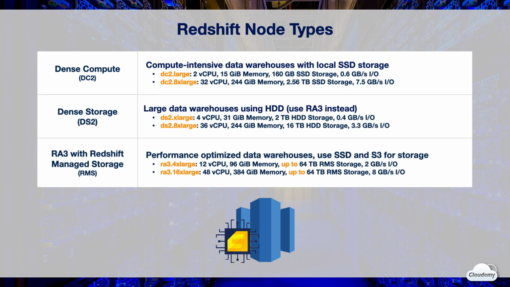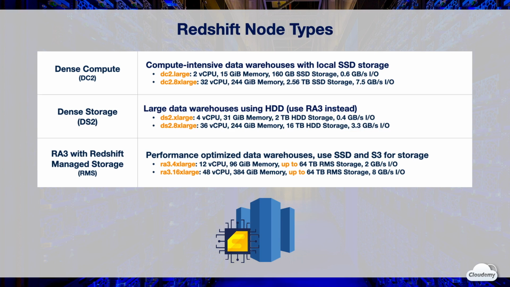RA3 nodes offer Redshift managed storage that allows you to create performance-optimized data warehouses and scale compute and storage independently. With RA3, you can choose the number of nodes based on the performance requirements, and only pay for the managed storage that you use. Redshift Managed Storage or RMS uses large high-performance SSDs in each RA3 node for fast local storage, and S3 for longer-term durable storage. If the data in a node grows beyond the size of the large local SSDs, RMS automatically offloads that data to S3.